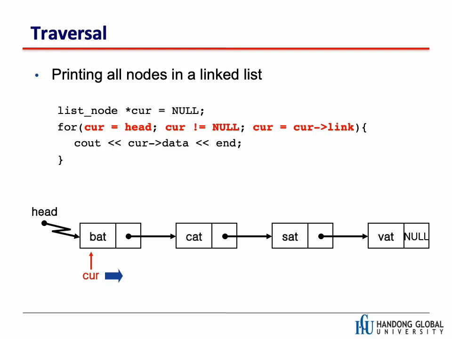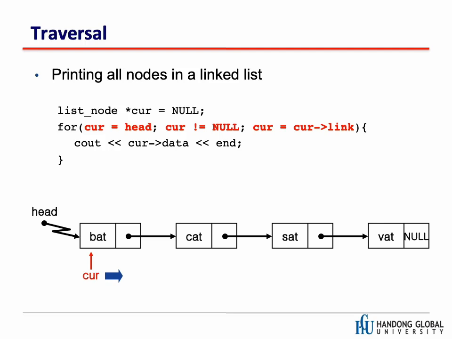While we are iterating with this for loop, if we print out the cur data, then we will print out bat, cat, set, and vet in that order. Are you following me? This is the simplest operation with the linked list. Again, head is pointing to this linked list. Initially, you might be confused with these operations.